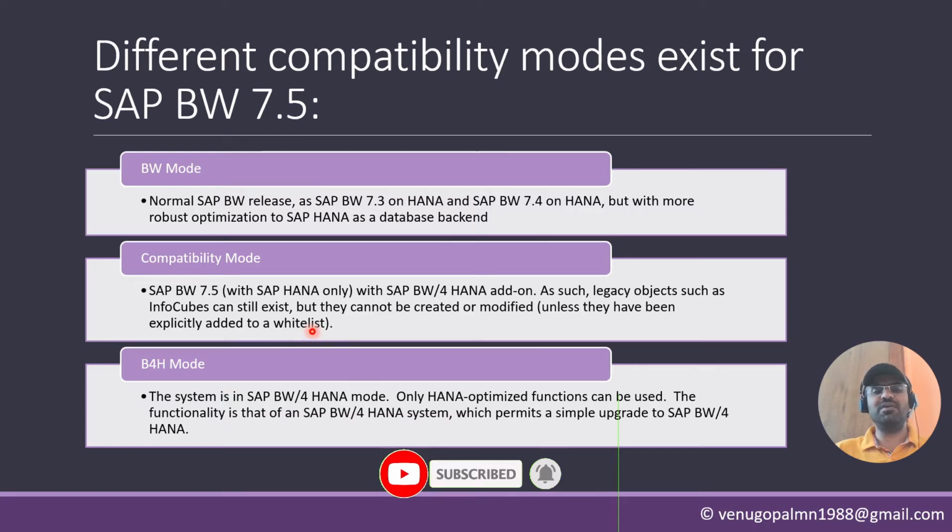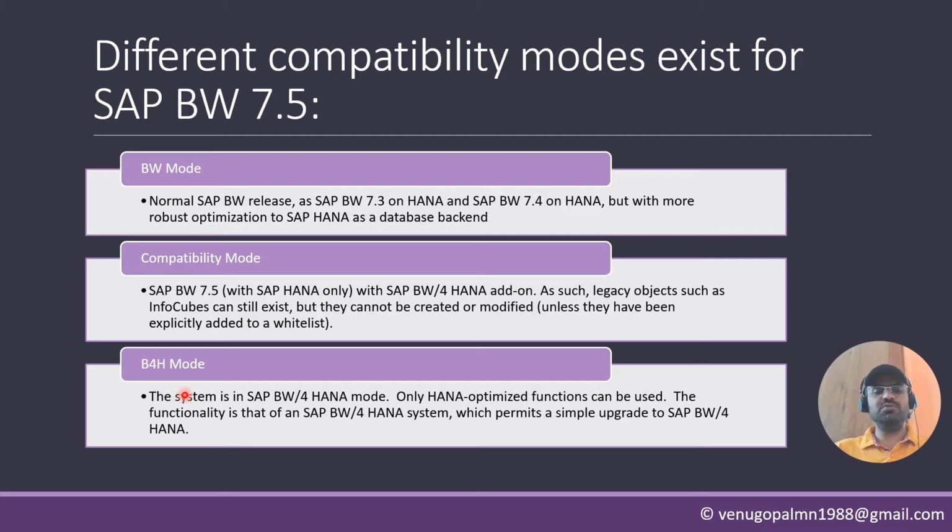You can still do the modification and move across the landscape. Okay. So the third mode is BW for HANA mode. Okay, BW B4H mode. The system is in SAP BW for HANA mode. Only HANA optimized functions can be used. The functionality is that of an SAP BW for HANA system, which permits a simple upgrade to BW for HANA.